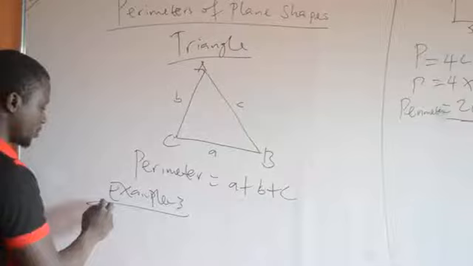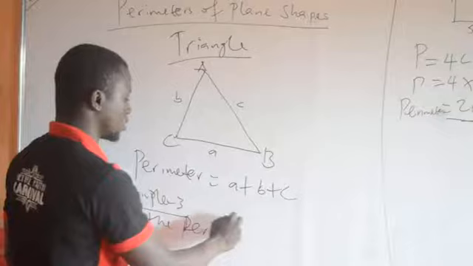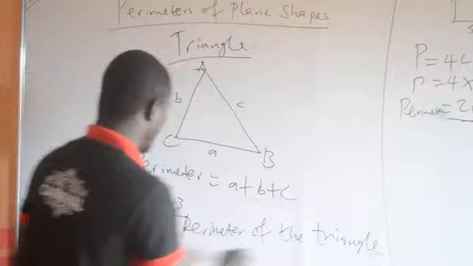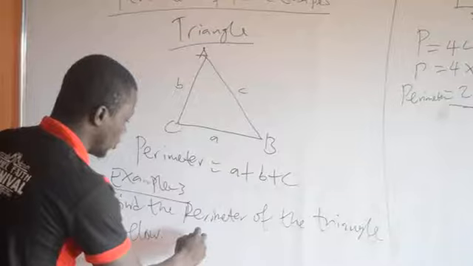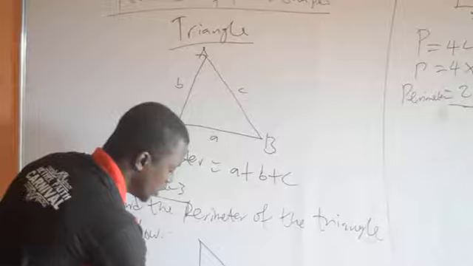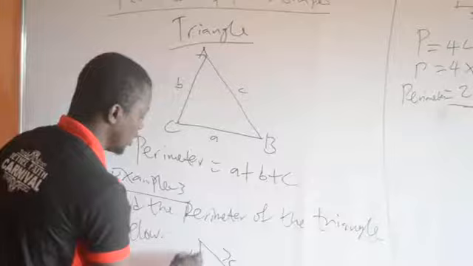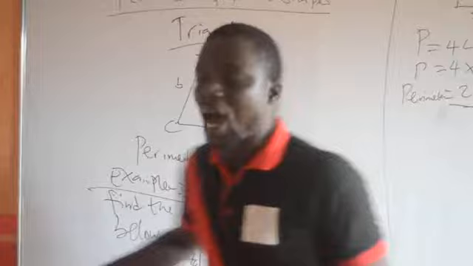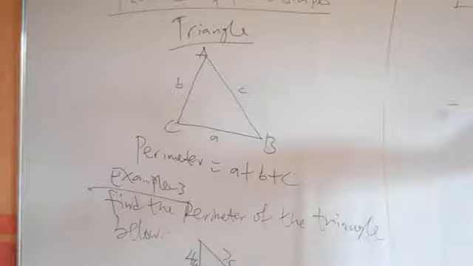Find the perimeter of the triangle below. So let me draw the triangular shape. This is the triangle. Here is 5 cm, here let's represent 7 cm, then here 4 cm. So we are asked to find the perimeter of this triangle. All you need to do is just add up all the sides. Perimeter means to sum up all the sides. Are you getting me?